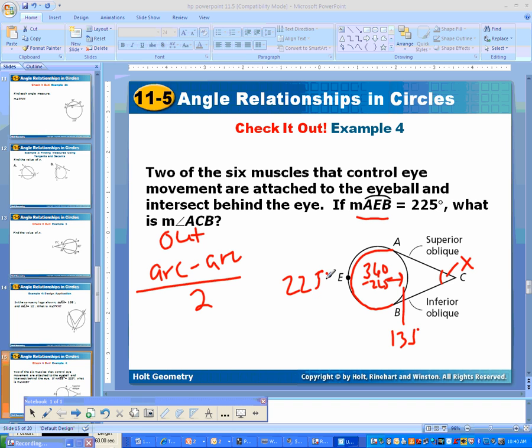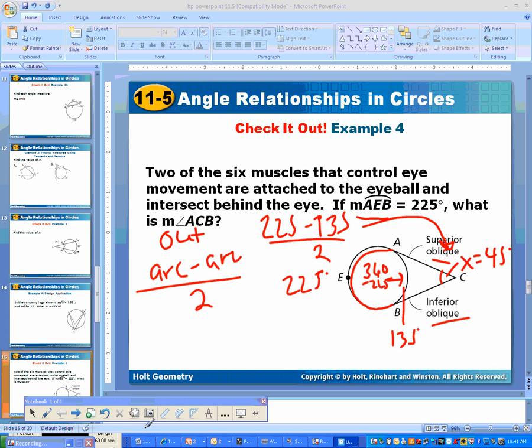So now I do know what all the arcs are, and I would do 225 minus 135 divided by 2, and that's going to be what x equals. Okay, so 225 minus 135 divided by 2, and you get that this angle right here is 45 degrees. So you just learned about some eye muscles. Very interesting. Okay, very cool.